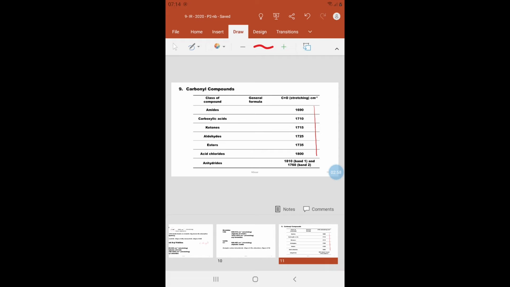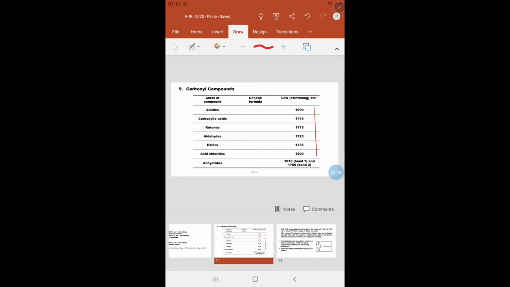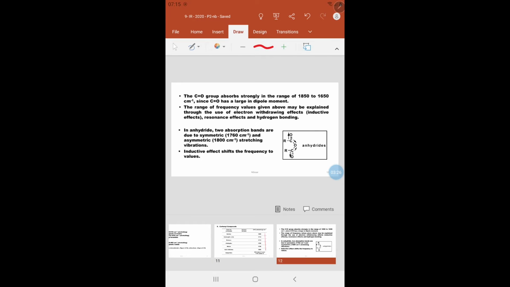So how do you know whether you have a carboxylic acid or a ketone? Because carboxylic acid is 1710 and sometimes it appears around 1712. We need to look at the second information, which I will explain later on. So first, when you have a carbonyl, you need to look at 1600 to 1800 if you are given a spectrum.